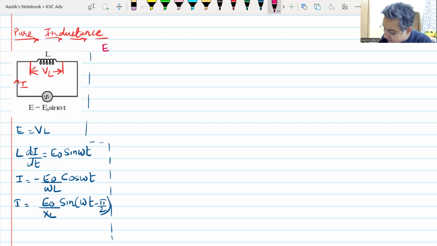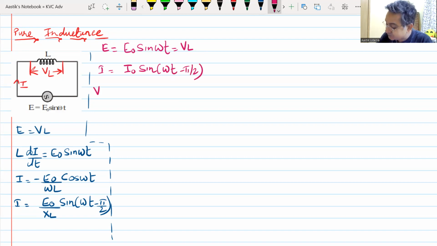We started with E is equal to E naught sine omega t, and this is nothing but the potential difference across the inductor L, yes or no? I got the value of current as I is equal to I naught sine of omega t minus pi by 2. So I can see this current across the inductor lags the voltage across the inductor by a phase angle of pi by 2. Do we see this? Yes, sir. Everyone sees this? Yes, sir.